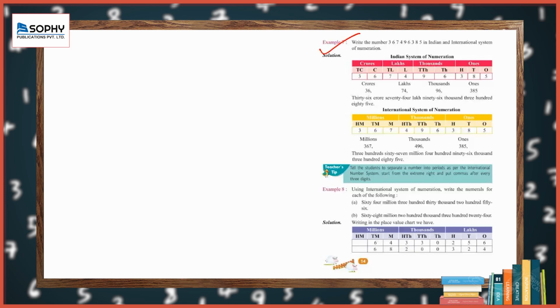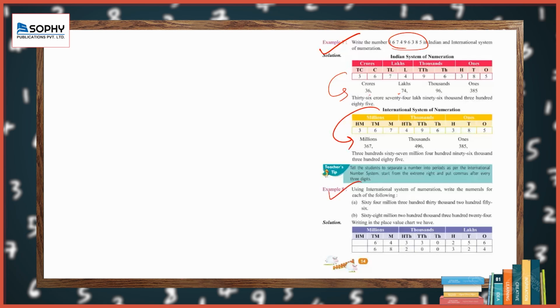Let's look at example number 7, students. We have to write the number in Indian and international system of numeration. So in the Indian system of numeration, we can read it as 36 crore 74 lakh 96,385. In the international system of numeration, it can be read as 367,496,385.